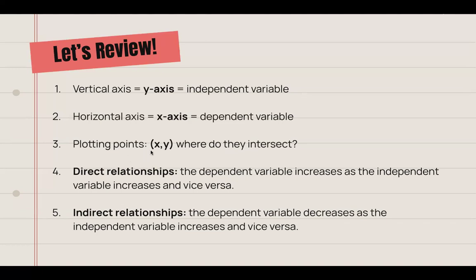We talked about plotting points, the x and y, finding where they intersect to plot the point on the graph. We talked about direct relationships versus indirect relationships. Direct relationships being that as one variable increases, the other variable also increases, or vice versa. And indirect relationships where one variable increases and the other variable decreases, and vice versa.